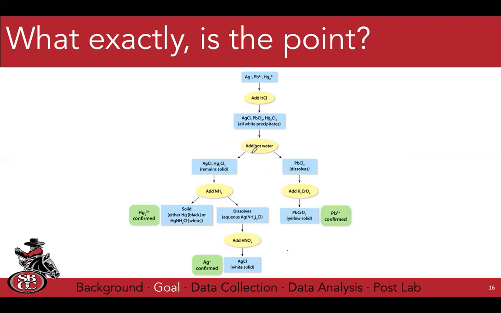So often, what happens with students is they do the entire experiment perfectly. They get every result. And then you say, okay, what was in your solution? And they say, I have no idea. And the reason is because they haven't properly calibrated. They don't know what they're looking for.